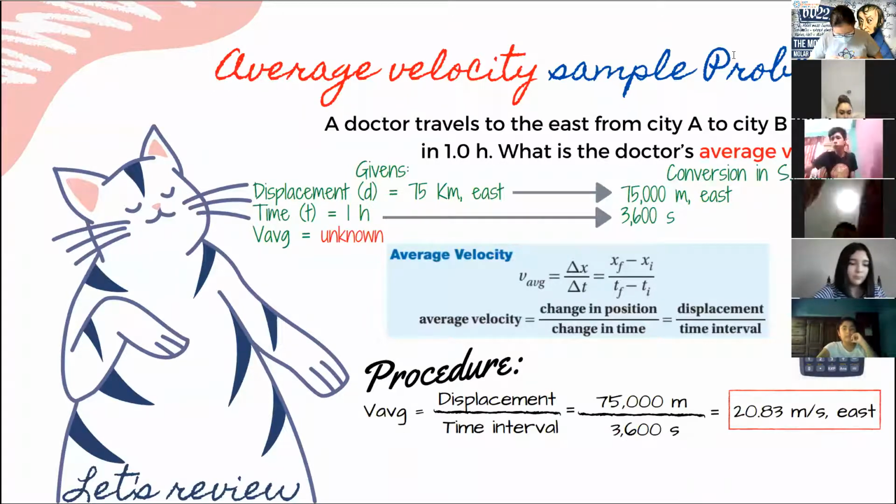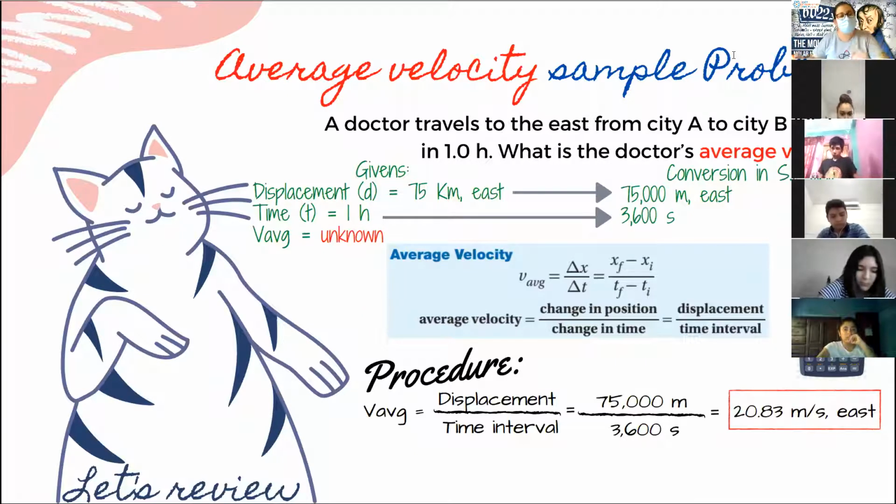So it says, a doctor travels to the east from city A to city B, which is 75 kilometers, the distance between the two cities. And that doctor makes that displacement in 1 hour. What is the doctor's average velocity?